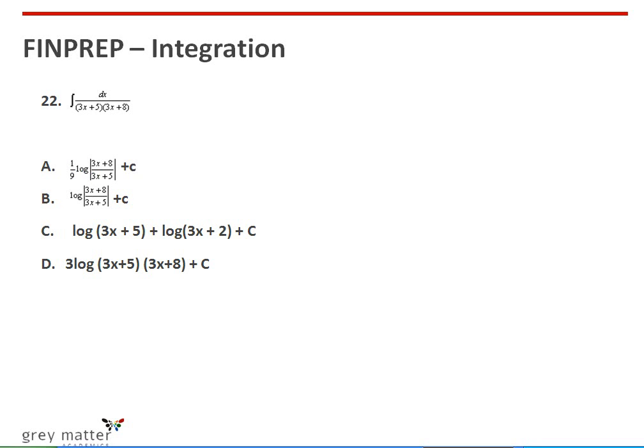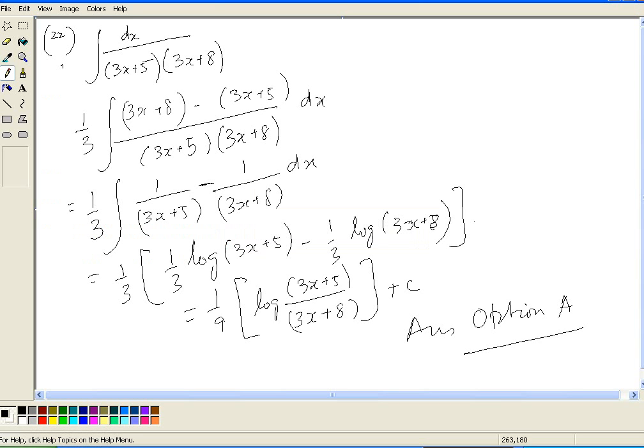22nd problem, integral dx by (3x+5)(3x+8). Going to our worksheet, we can rewrite that integral as 1/3 of [(3x+8) minus (3x+5)] divided by (3x+5)(3x+8) dx. The same function is written again as partial fractions: 1 by 3 into integral of 1 by (3x+5) minus 1 by (3x+8) dx.